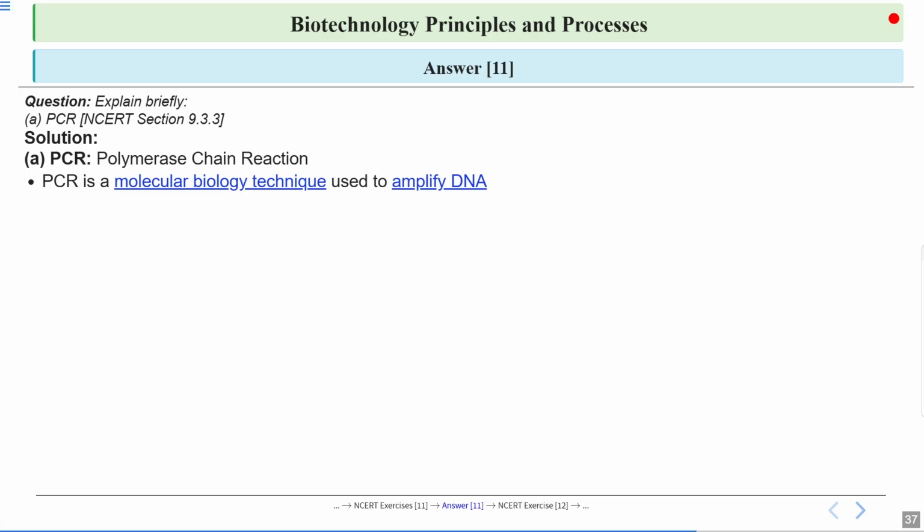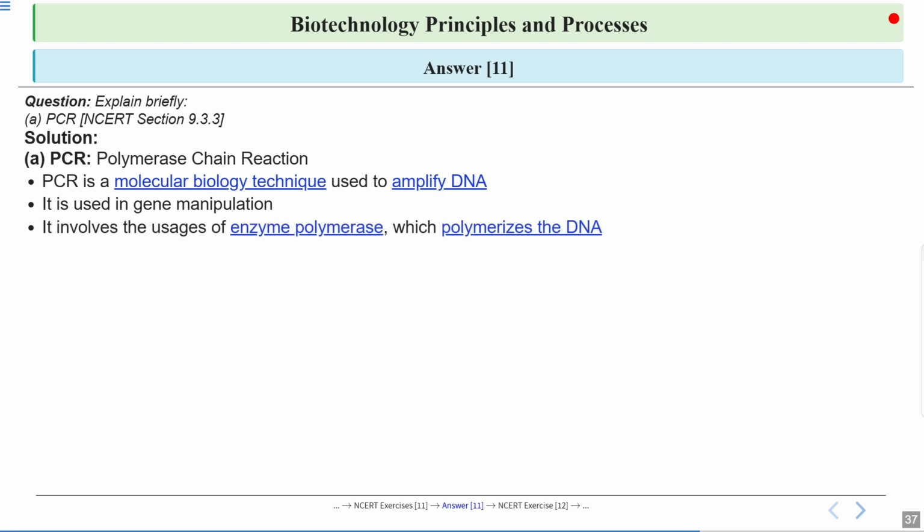You should amplify that particular DNA. You should make a number of copies of that DNA first thing, right? So here, that is the amplified DNA. It is used for gene manipulation. Gene manipulation means you are changing the gene. Why are you using this PCR technique? Because you want to manipulate a gene.